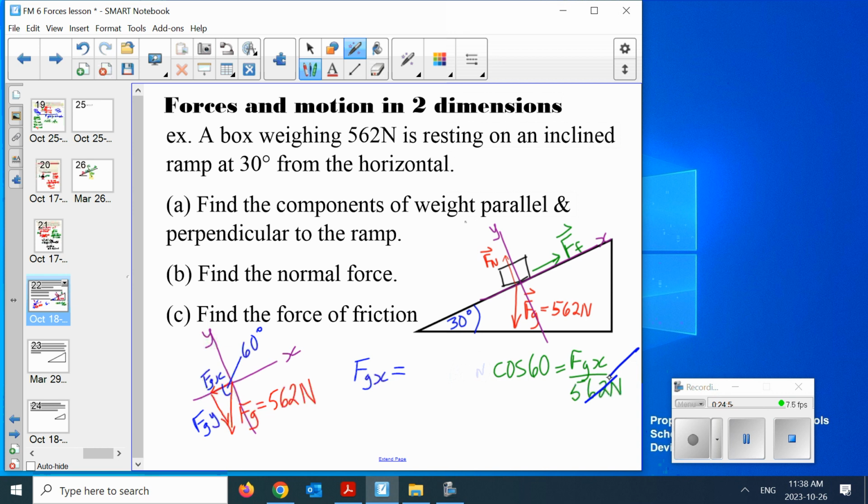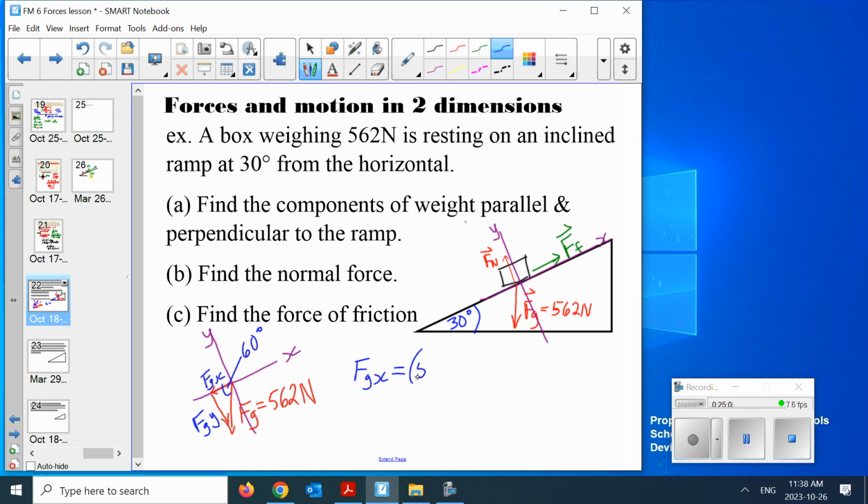So I said I'd erase this green stuff, because it's repetitive. It's the same thing all over and over. I'm going to go with 562 newtons cosine 60 degrees. And as long as you always put your angles to the x-axis, you can just always say, well, the x-axis is the cosine. The y-axis, for the same reasoning, is 562 newtons, but this time the sine of 60 degrees. Okay?